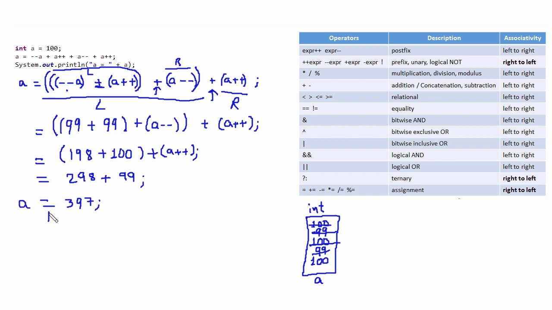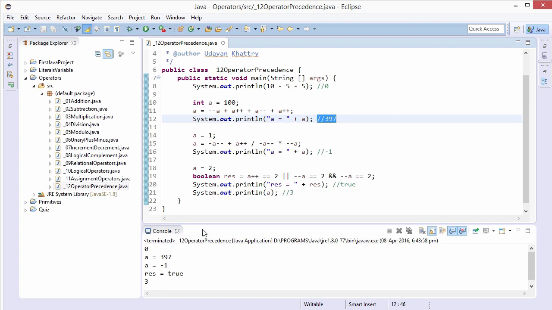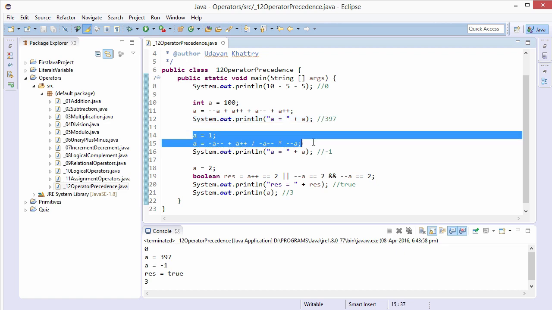Now this is assignment operator which says assign this value to A. So current value of A is 100. Go and change it to 397. So if I say system.out.println A equals to, so this will print A equals to 397. Let us verify this output in Eclipse. Over here A is 397. Let us now solve the second equation.